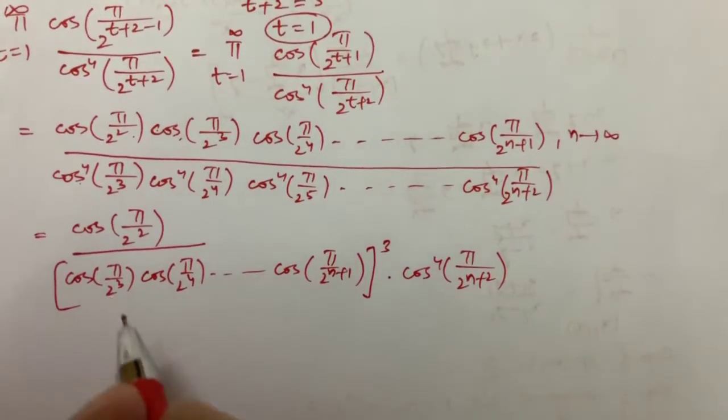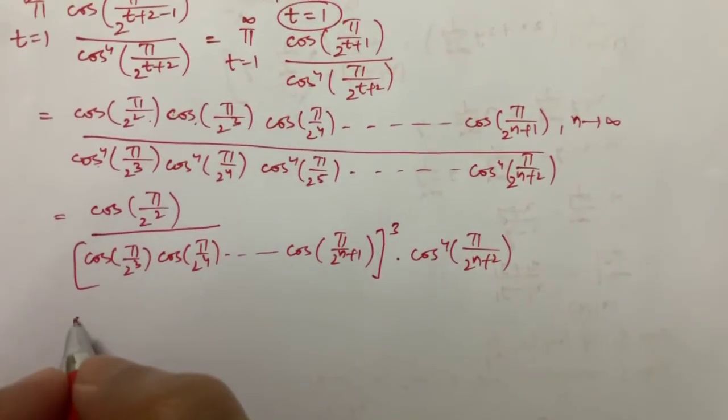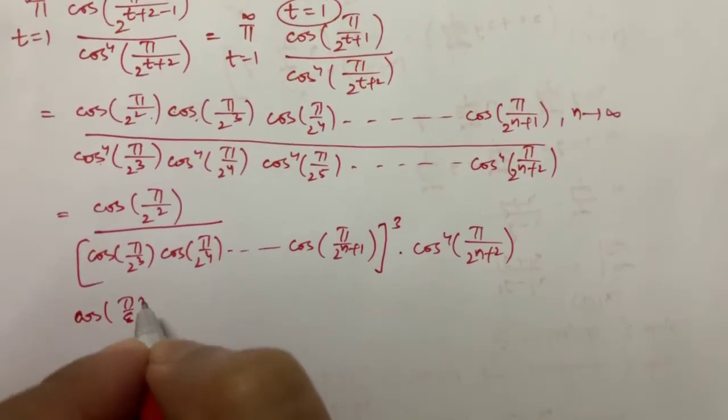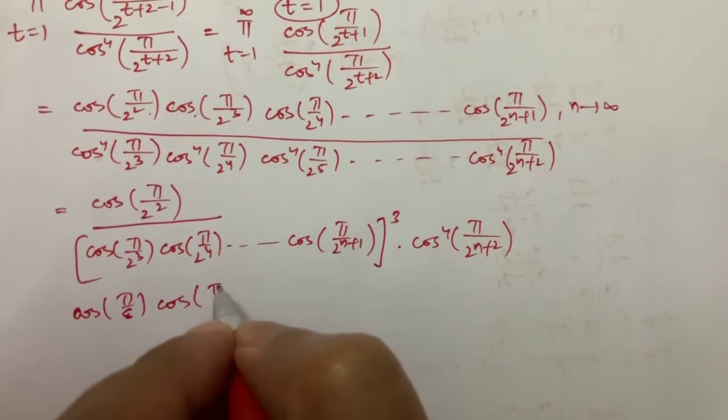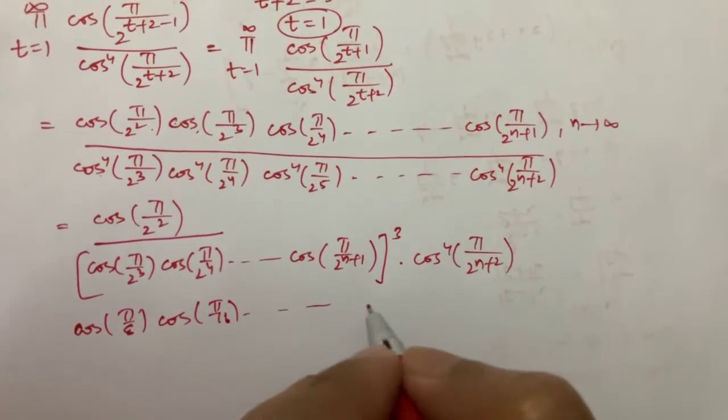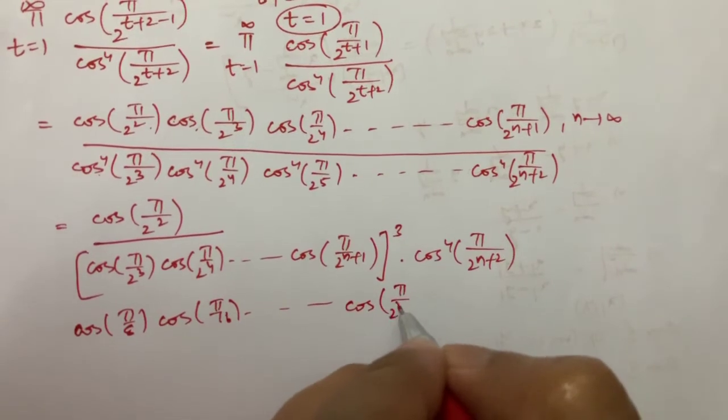So let us say now I want to simplify this. So what we have here is cos(π/8), cos(π/16), and so on to cos(π/2^(n+1)).